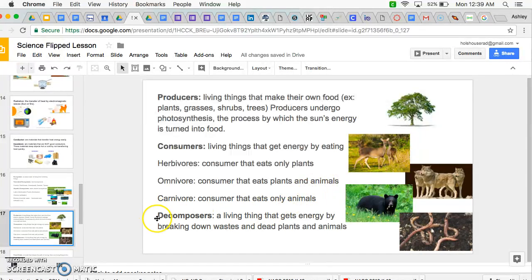And then another role within an ecosystem is the decomposers. They're living things that get energy by breaking down waste and dead plants and animals. I want you to look at these pictures over here and see if you can match them up: are they a producer, consumer, or decomposer, and which consumers go with herbivores, omnivores, and carnivores. So take a moment, pause the video, see if you can match that up, and I'll continue in just a second.